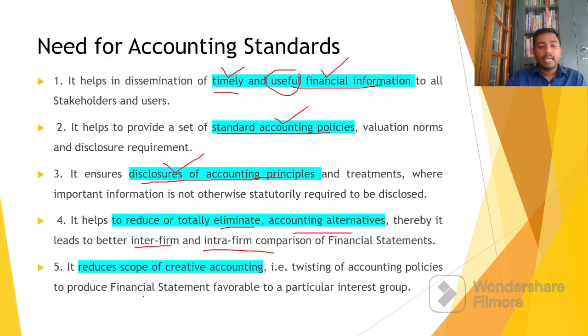And the last one, it also reduces the scope of creative accounting. The accounting process is done by accountants, and it's an art, so there can be creative alternatives for the accountants. The accountants may change the system every time. So the accounting standards ensure that there is no scope for creative accounting. We do not prepare the books of account on the basis of the creativity of the accountant. No, it is based on standardized procedure. There is no room for creativity here.